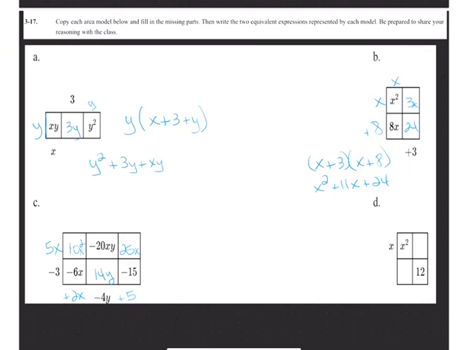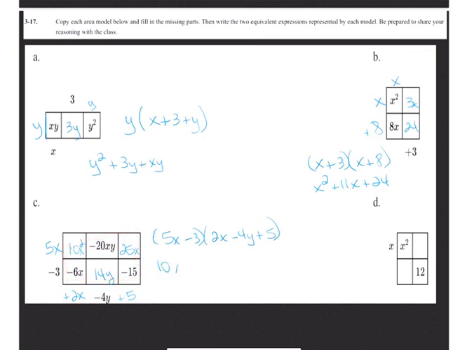So I can write it with my factors. Looking on the outsides, I would have 5x minus 3 times 2x minus 4y plus 5, right? That's equivalent. And then the other idea, I could look inside my box, and I could combine like terms and see what I come up with.